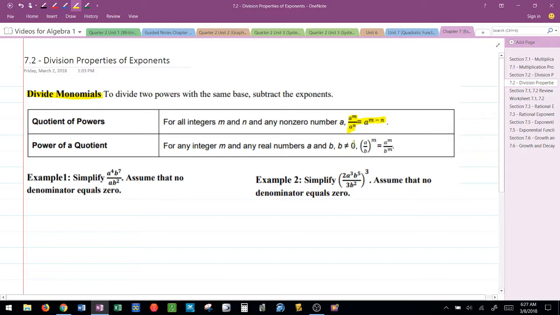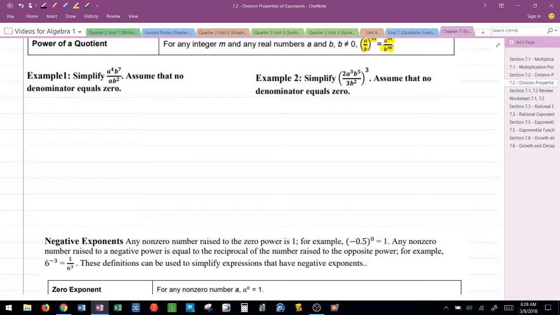So now we've got this new rule that says when you divide and the bases are the same, subtract the exponents. You want to take the top exponent minus the bottom exponent. We also have a second rule, the power of a quotient, which is basically the distributive property for exponents when you have a division. If you have a fraction raised to a power, you give that power to both the top and the bottom part of the fraction. Let's take a look at a couple examples and simplify.